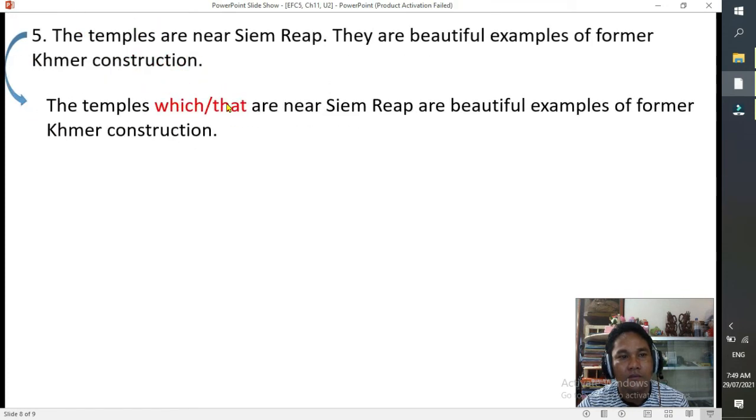Okay, we should use which or that because temples are not people. Temples are buildings. They are things. So temples which or that are near Siem Reap are beautiful examples of former Khmer construction. Okay, now we finish section C, where they want us to combine two sentences or two statements with the relative pronoun who, which, or that.